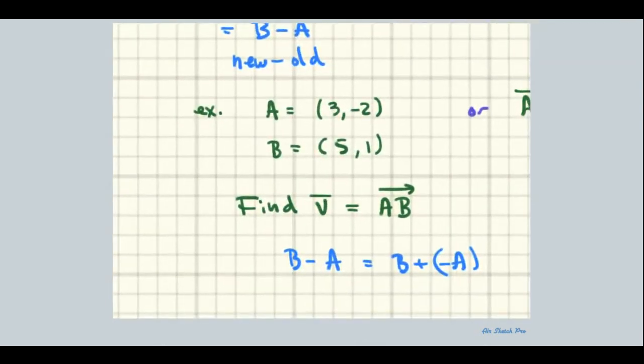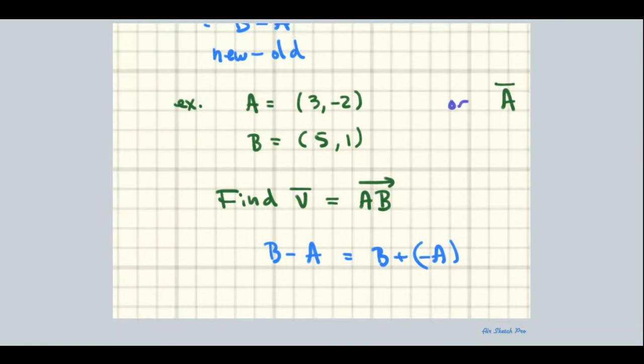I want to find right now a representation of the vector from A to B, and so I think B minus A. In math, it's the same thing. Subtracting is the same thing as adding the negative, and in fact, it is always better to add the negative. Not because it makes a difference in the math, but because it helps out avoiding sign errors.